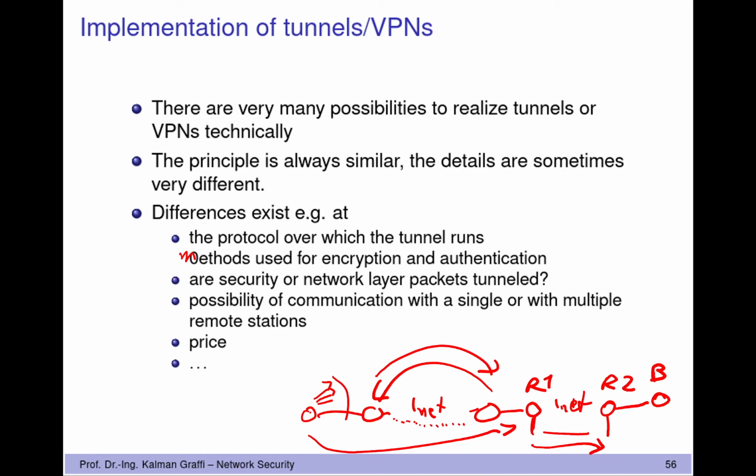So, what else are we having differences in? Can we only communicate to a single remote station or to multiple remote stations? So can we communicate to the network and don't have to know in advance who our communication partners are, or do we have to know it dedicatedly, and then we have to only establish a connection to that single station?